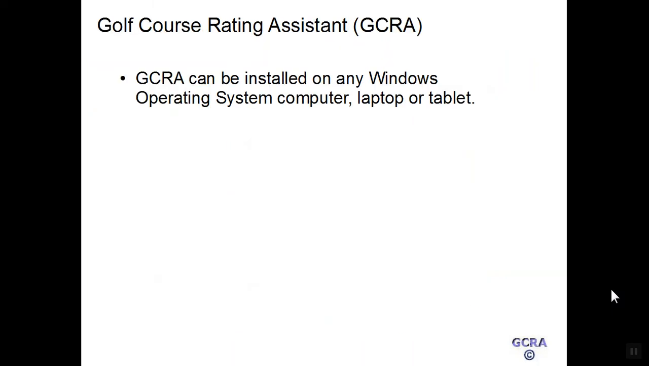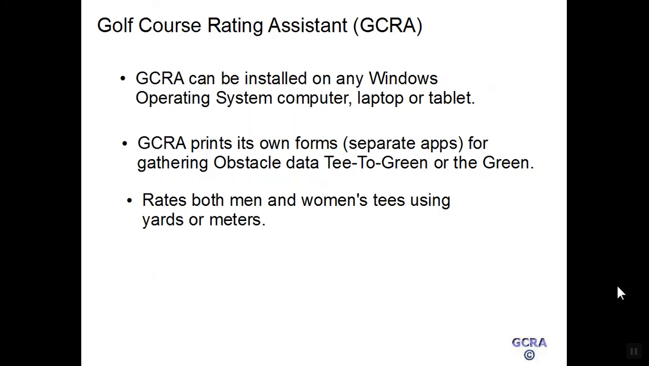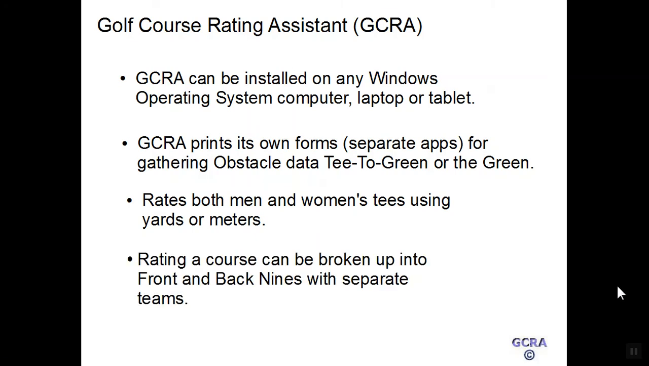Now, GCRA can be installed on any Windows operating system, computer, laptop, or tablet. It can print its own forms, the tee to green and the green data, as separate apps for that. Again, it can be used for men and women tees using either yards or meters. And a course can be broken up into front and back nines for separate teams, which makes the rating go much faster.